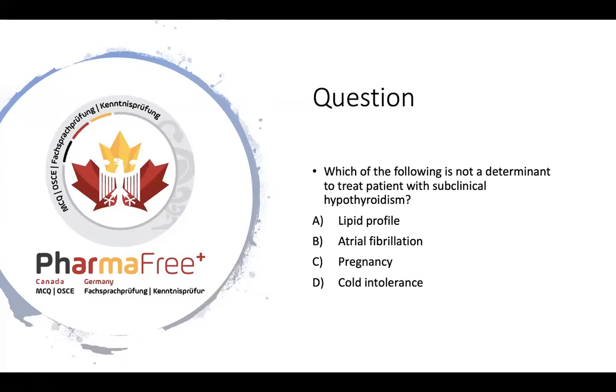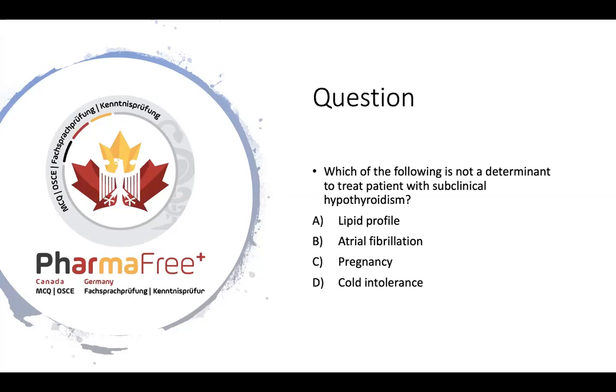Here Ziad is saying: when to treat subclinical hypothyroidism, except. Yes, this is the correct meaning. It's not a determinant when we treat the hypothyroidism. Generally speaking, in subclinical hypothyroidism there are no symptoms, which is almost the case. Most of the cases are like that, so no need to treat it. We only monitor it from time to time, about every 3 or 6 months.